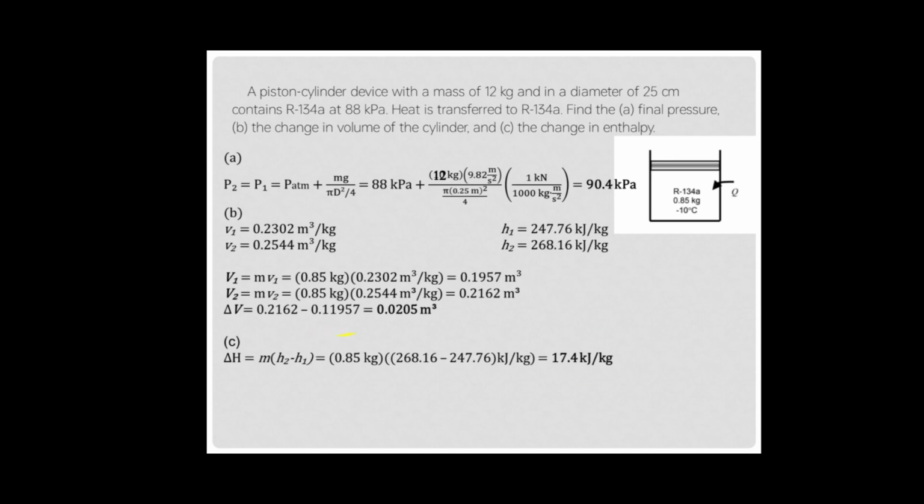This here is a typo. It should be 0.1957 cubic meter only, not 11,957. I think here too, this is supposed to be 9.81.